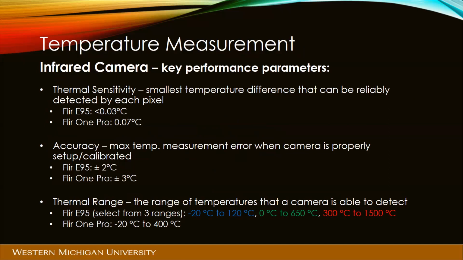The FLIR One Pro only operates in a single range. You can't select it. It's -20 degrees Celsius to 400 degrees. So you can see it's a wider band. It starts at the same starting point, but it doesn't go up into those real high temperature ranges that you get with the higher end cameras.